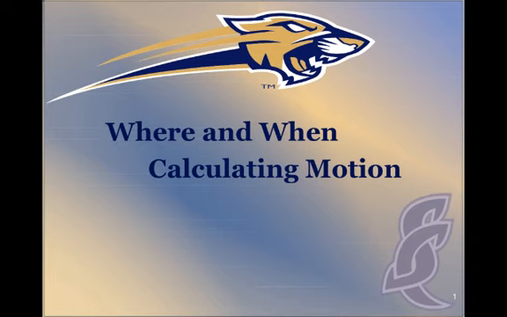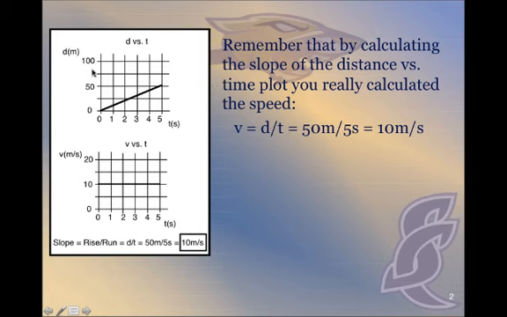Where and when calculating motion. Remember from our CART lab that if something moves a particular distance in a certain amount of time, and it moves that distance in equal intervals of time, then we can calculate the slope of the distance versus time plot. In this case, a rise of 50 meters divided by a run of 5 seconds. In other words, we're taking the distance dividing by the time here.